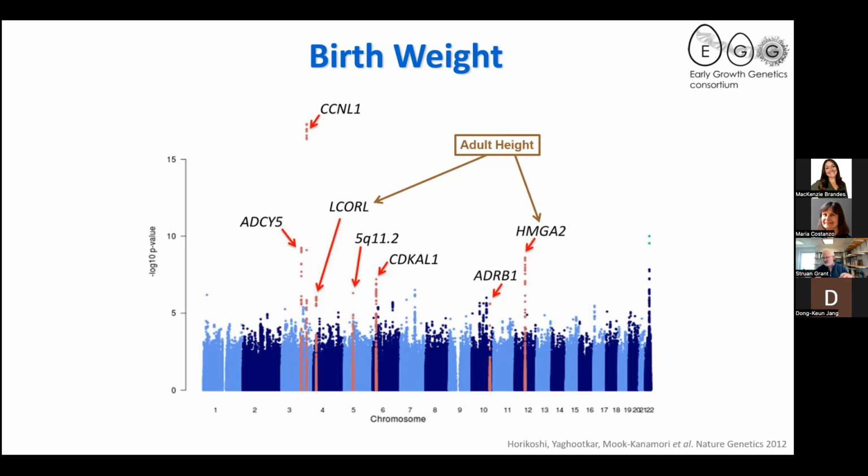And in fact, as the birth weight GWASs have got larger and larger, this was the earliest GWAS, this seems to be holding true: many of these adult loci are operating very early in life or maybe involved in development.